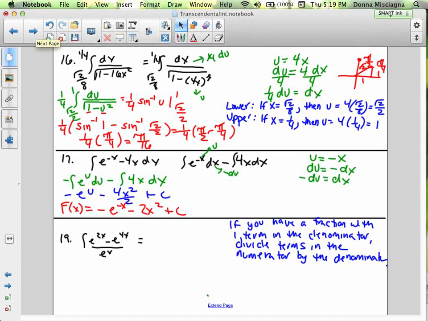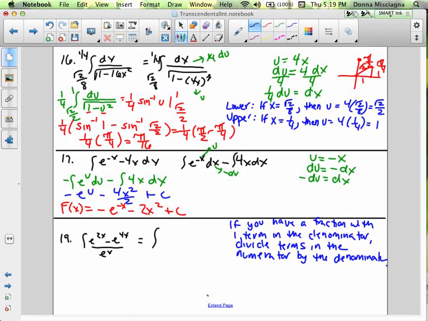Right, so if you have a fraction with one term in the denominator, divide the terms in the numerator by the denominator. Don't sit there and go, what do I do? I can't do anything with that. You're right, in that format you can't do a thing with it. But you've only got one value, so you can divide each term. It wouldn't matter what that term was, really. You should try splitting it up, right? But that's e to the x. That's going to be an easy one.